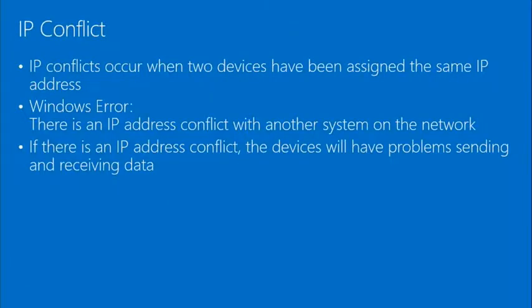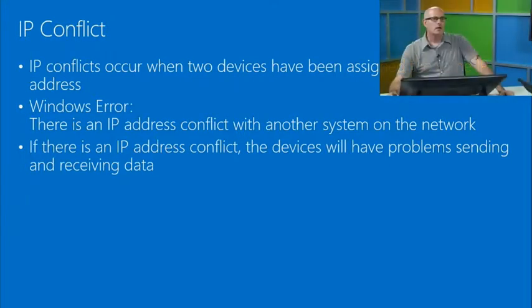IP conflicts. So we talked a little bit earlier about MAC conflicts, media access control conflicts. There can also be IP address conflicts, where two devices share the same address. There's a Windows error: there's an IP address conflict with another system on the network. Well, how could that happen, Thomas? You might ask. Well, let me tell you. You might have a system that's currently asleep that has an IP address, and another system comes up online.